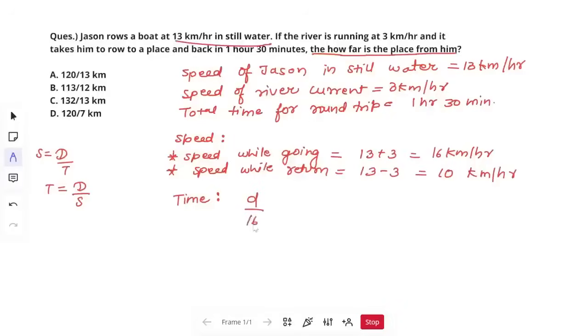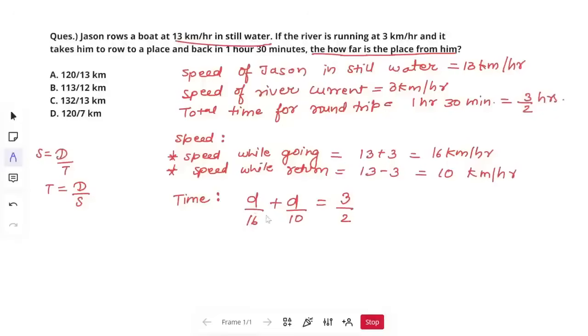Now for speed, we will sum both the times, that is, for the downstream speed and the upstream speed. So d upon 16 plus d upon 10 is going to be equal to how much? It is given to us as 3/2. We will convert 1 hour 30 minutes to a fraction, so it will be 3/2 hours simply. So now we will just solve this one.